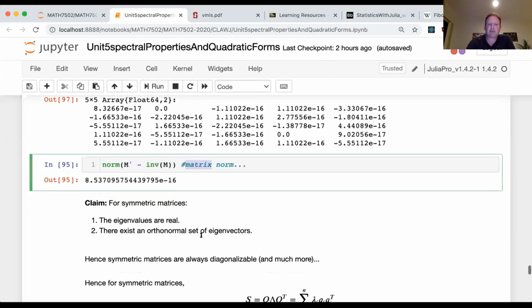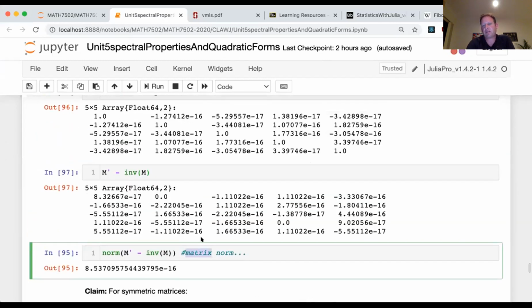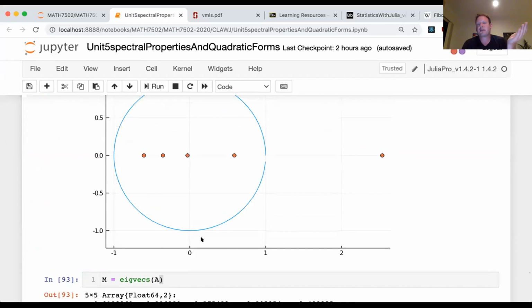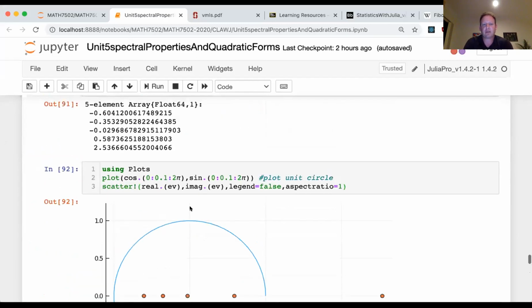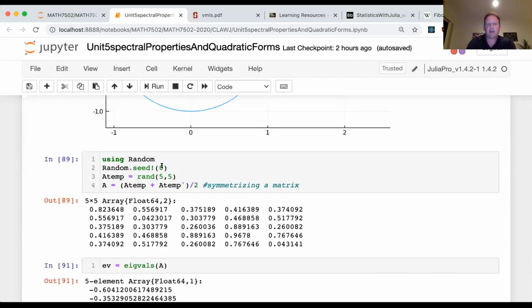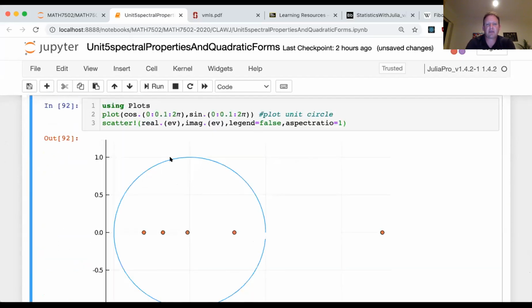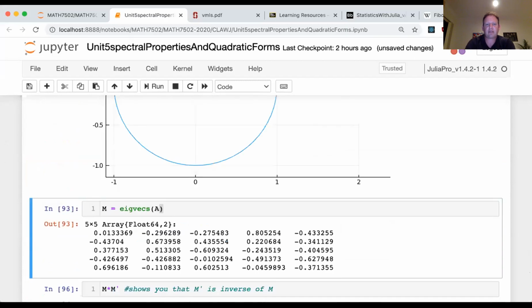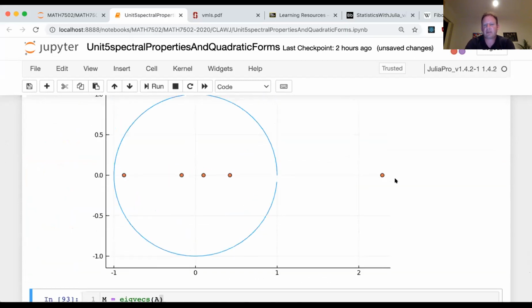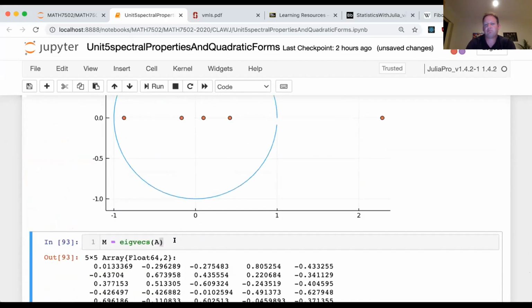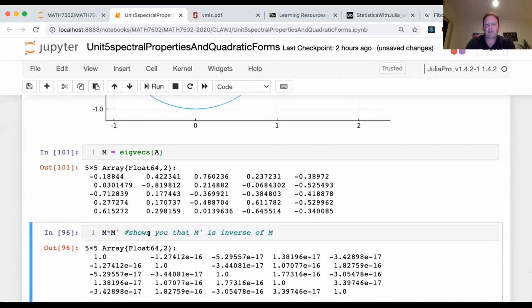So here's a claim. You just saw this on a random matrix. Seeing something on a random matrix is not the best thing to do. But it's also true if I choose a different random matrix: I'll change the seed and I'll get a different random matrix. Here this one has a different spectrum, but it's also all real, and M times M transpose.